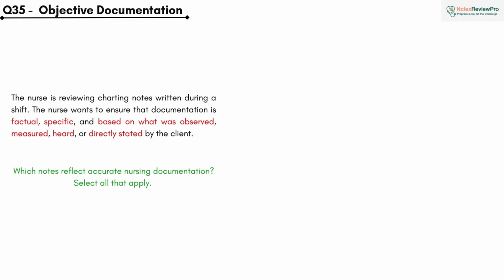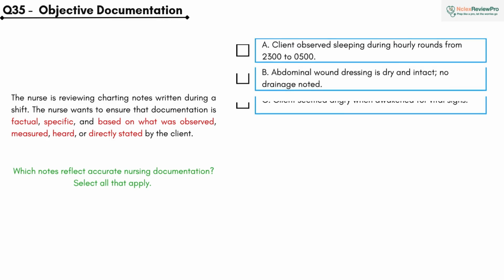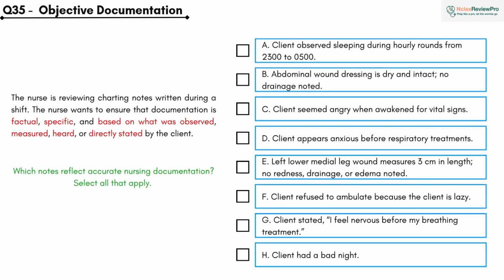Remember, this is SATA, so more than one option may be correct. The options are: Option A. Client observed sleeping during hourly rounds from 2300 to 0500. Option B. Abdominal wound dressing is dry and intact, no drainage noted. Option C. Client seemed angry when awakened for vital signs. Option D. Client appears anxious before respiratory treatments. Option E. Left lower medial leg wound measures 3 centimeters in length. No redness, drainage, or edema noted.